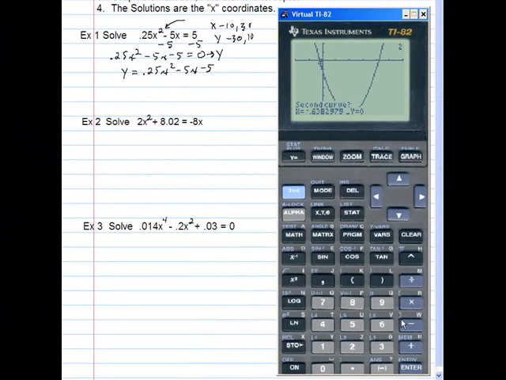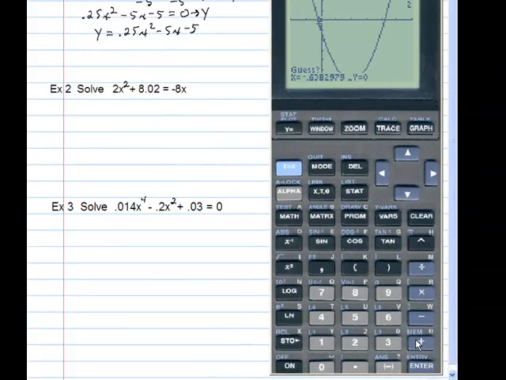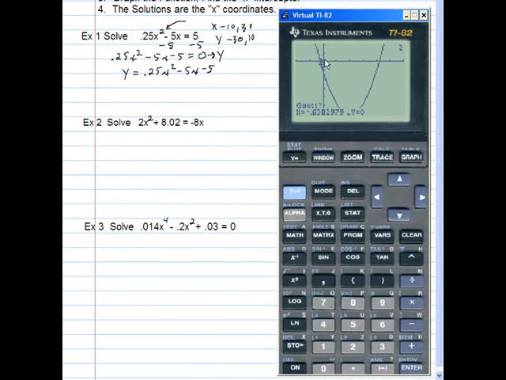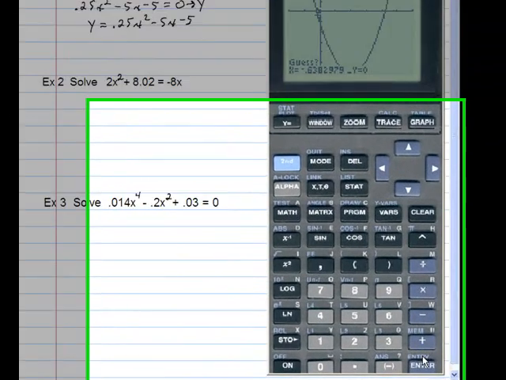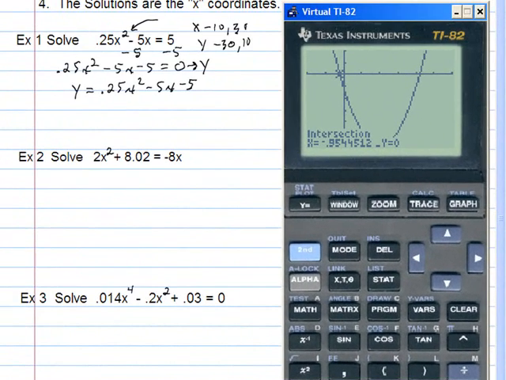So we hit enter. That jumps it up here to the x-axis, and it says, do you want to use this for your second curve? Yeah, that's why we put it in there. So I hit enter again. Then it says, give me a guess, and give me a guess means get close. Well, you can see it's close to where they cross, so I just hit enter again. And it computes my first x-intercept, x equals negative 0.954, and that is the x-intercept, because right there, y is 0. So for my first solution, I'm going to get x equals negative 0.954.